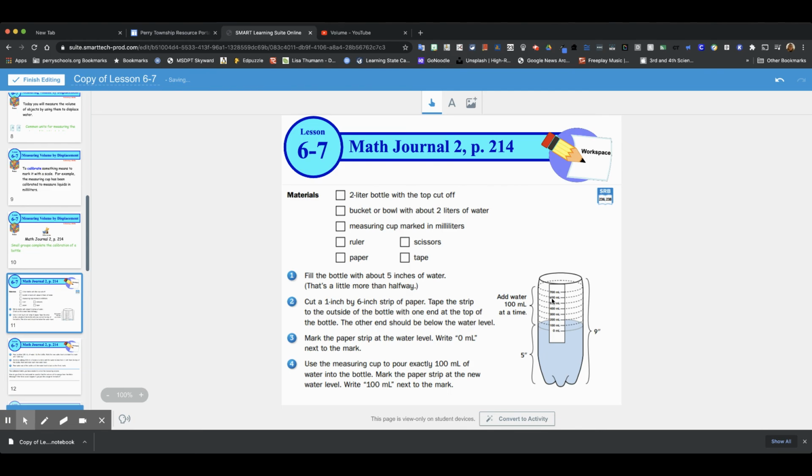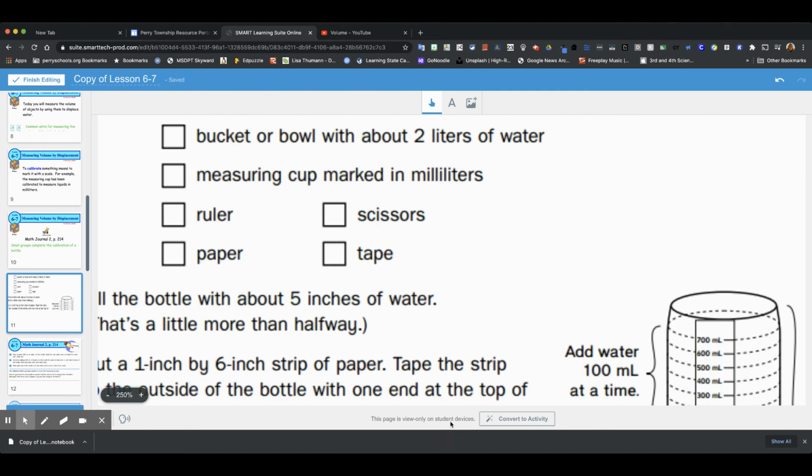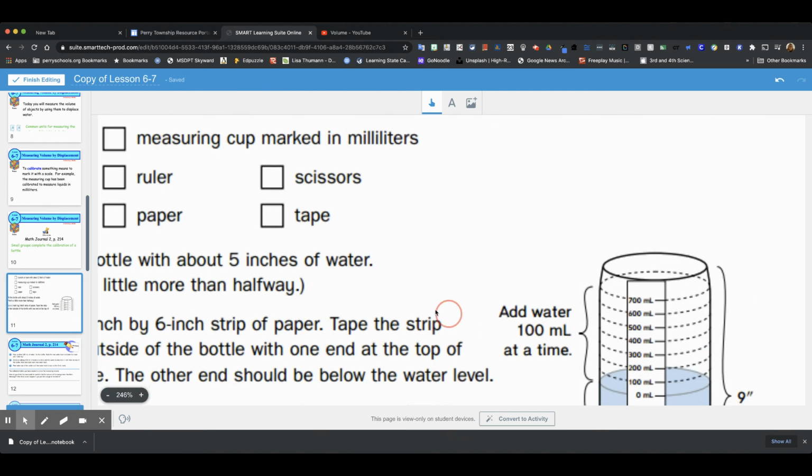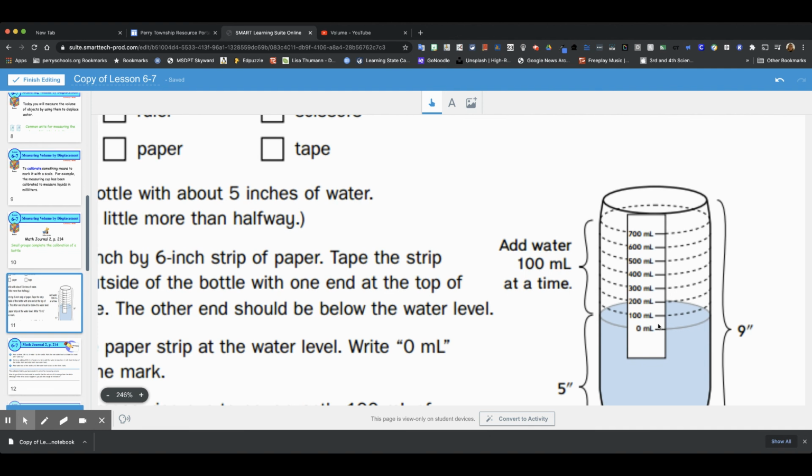So you'll see here what they did in this image. I believe I can zoom in for you. Right there. So you can see how they've marked all the different 100 milliliters. Right here represents 0, though.